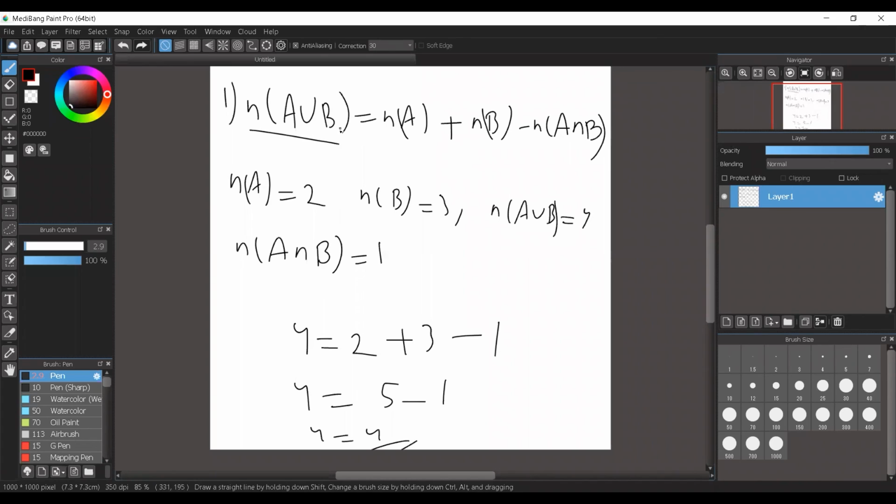Sometimes we give a question, but we need to find what is N of A union B. Similarly, we can do the same for intersection. What's N of A intersection B? Simply, you can do the same thing. Just substitute the values, and you're going to get the answer.